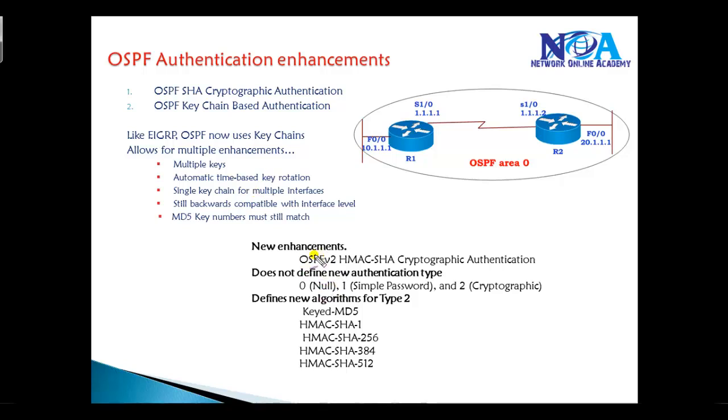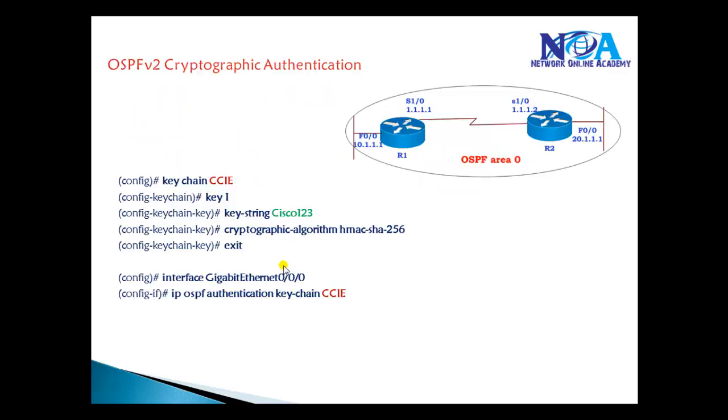Now OSPFv2 supports SHA algorithm. That's what I discussed. It supports HMAC-SHA cryptographic authentication, and again we have three different methods. Like it supports OSPF null, simple password authentication, and type 2 cryptographic authentication. But the only change is it also supports something called the SHA algorithm. Now it uses SHA-1 and SHA-2 with different bit lengths of the algorithms. We can say the more bits, the more secure the authentication process.